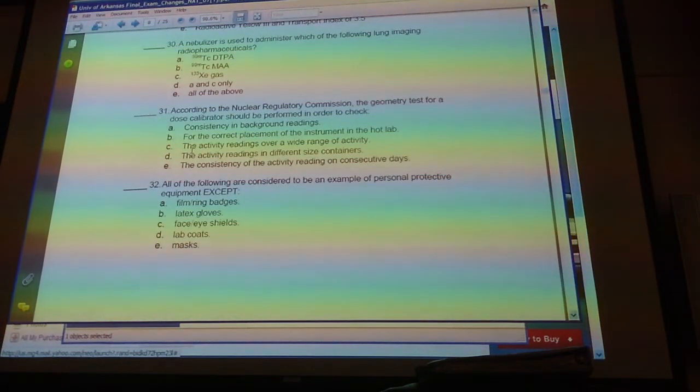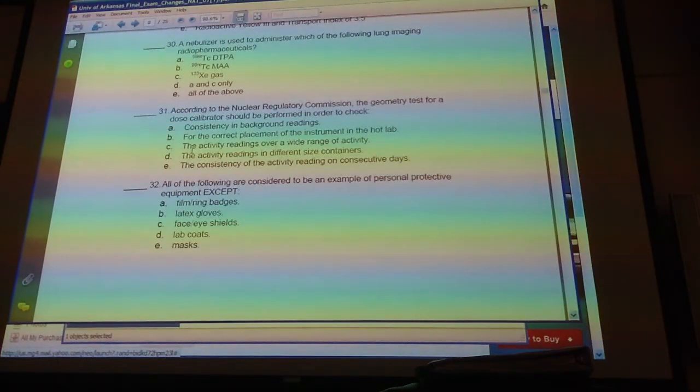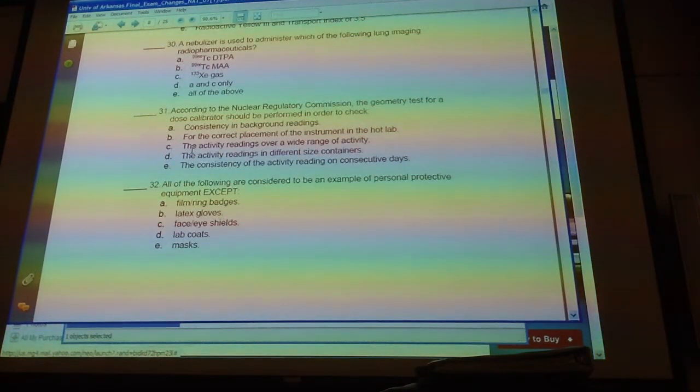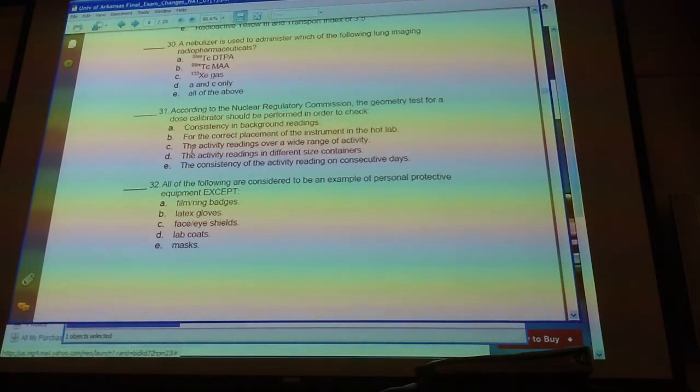Remember how to calculate the correction factor. And by the way, what's the allowable limit? 10%. Okay, plus or minus 10%.